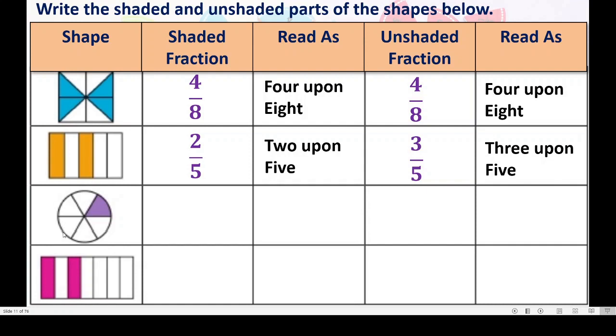The next thing is a circle and only one part is shaded. So out of 6 parts, 1 upon 6 is our answer, and read as 1 upon 6.